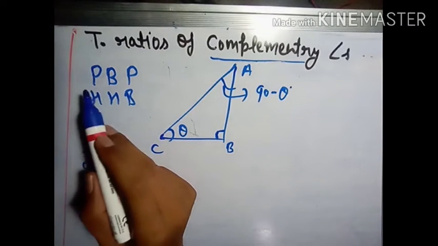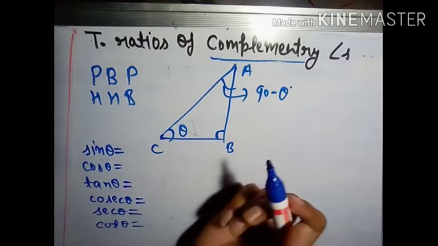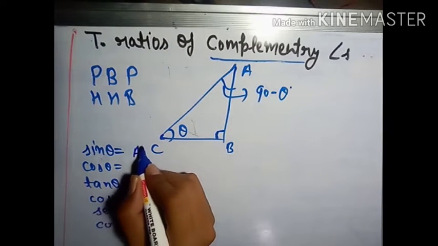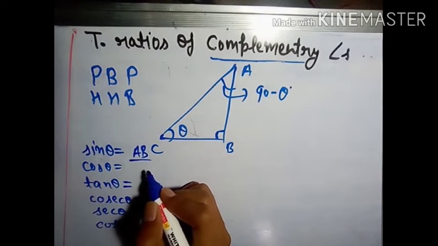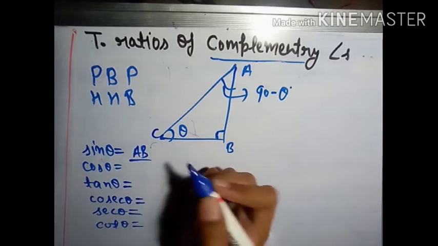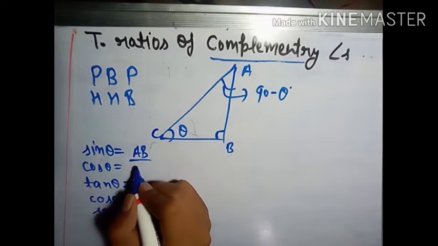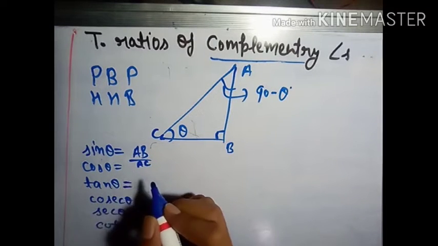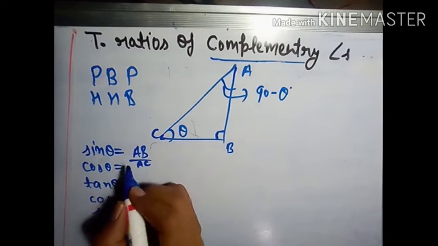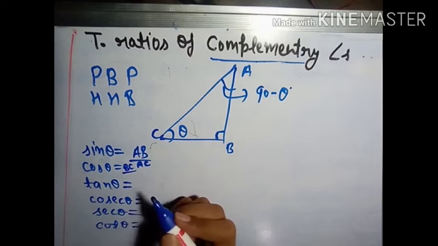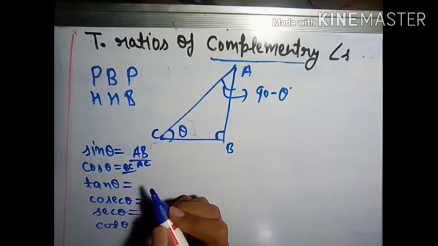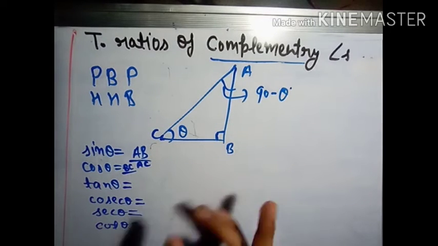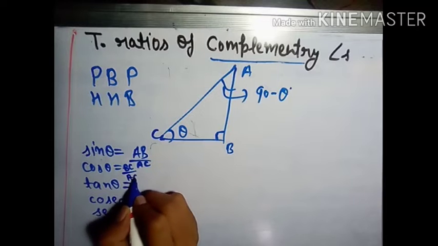Sine theta is equal to what? Perpendicular upon hypotenuse. Look here, for the theta angle, what will be the perpendicular? AB. So it will be AB by AC. For cos theta, it will be base upon hypotenuse, so BC is the base. In case you don't know how to choose base and hypotenuse, you can watch the previous video where I have clearly told about that. So cos theta is BC upon AC.